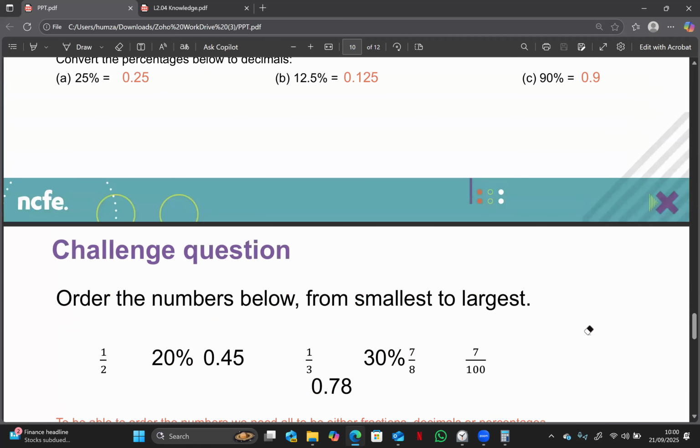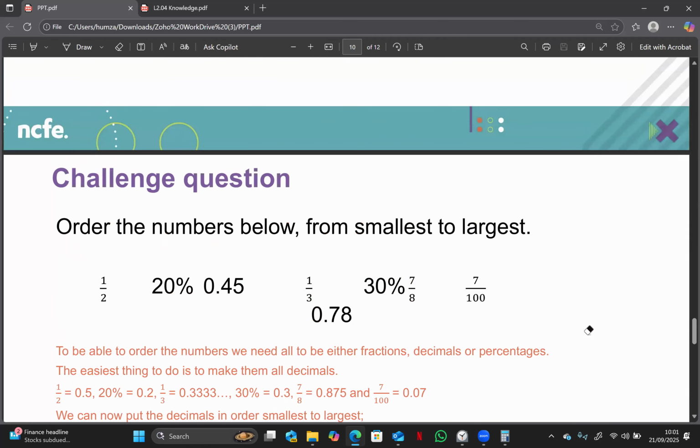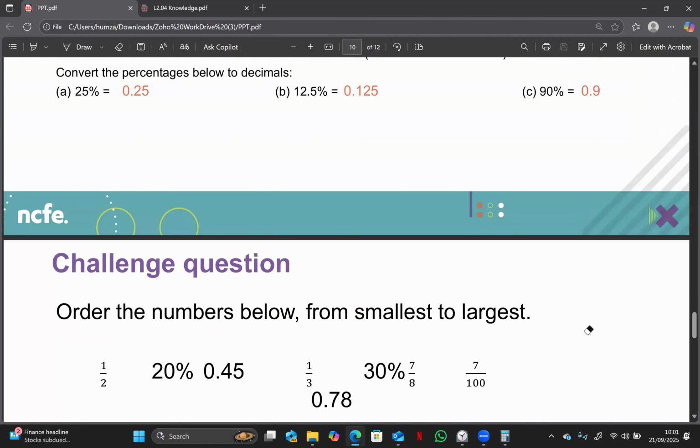So, order the numbers below. Right. To order them, we need to convert them into the same form, decimal or percentage, right? Yes. So it's going to be a bit harder this time. So 1/2. Should we choose percentage? No, let's choose decimal because it's probably the easiest.